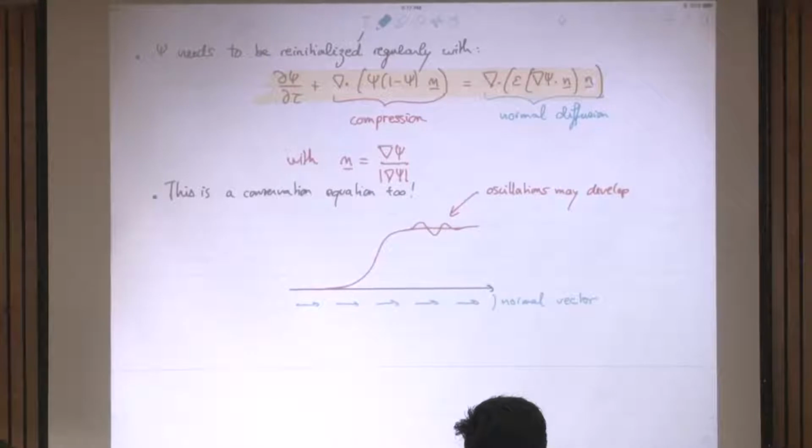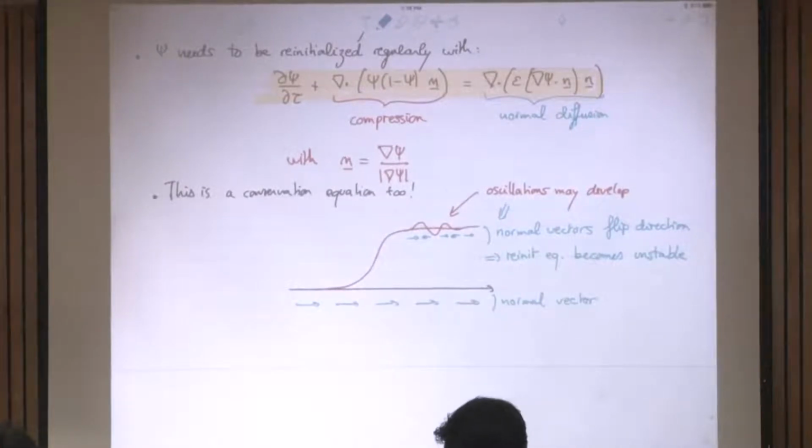So here the problem is normal vectors will flip direction, and as a consequence the reinit equation becomes unstable because it will try to reinforce and maintain profiles that are not real profiles, that are just local small oscillations. So the conclusion is that the only way that Olsen and Kreis were able to use that method was by giving up all accuracy.